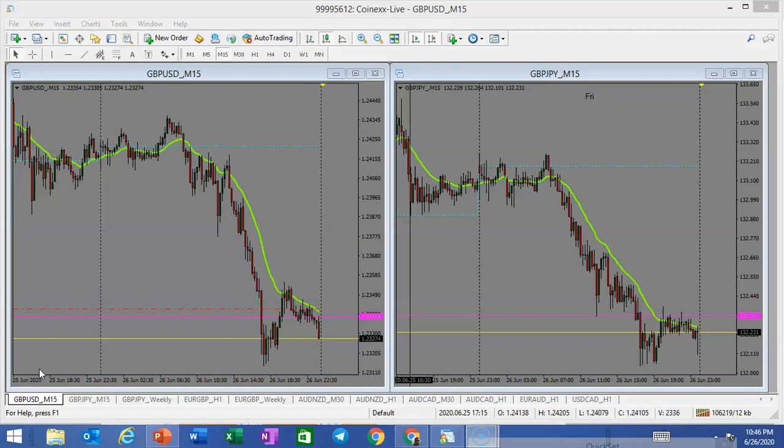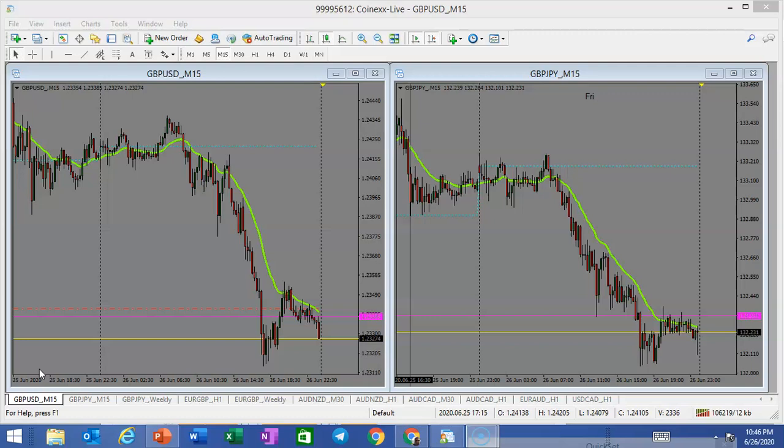So today we'll be speaking about correlating pairs in the Forex market. Correlation is extremely important because if you don't understand it, essentially you could be doubling your risk. So what is correlation in the Forex market? It's the identification of pairs with similar or opposite movements.